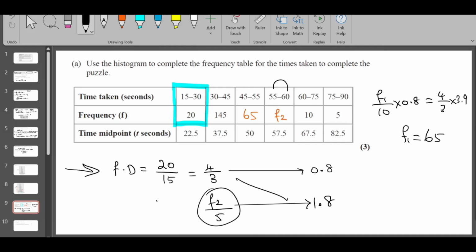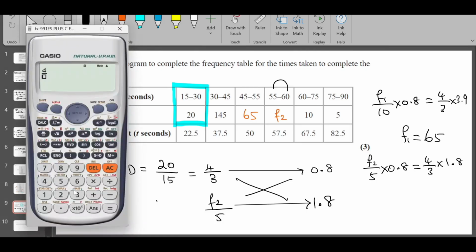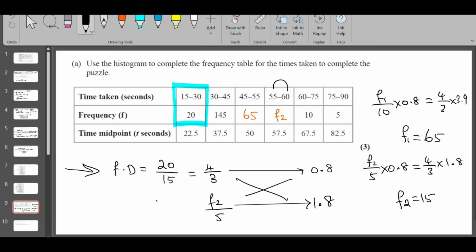Now let's cross multiply and find the value. So F2 over 5 times 0.8 is 4 over 3 times 1.8. So 4 over 3 times 1.8, and then times 5 over 0.8. 15 is the answer. F2 is 15. So this answer is 15. That's how you solve it.